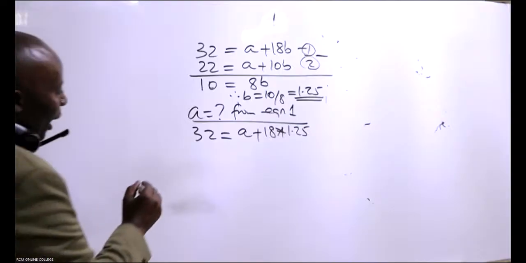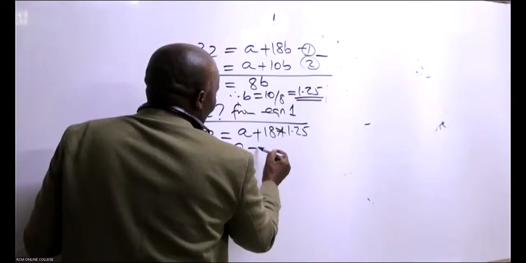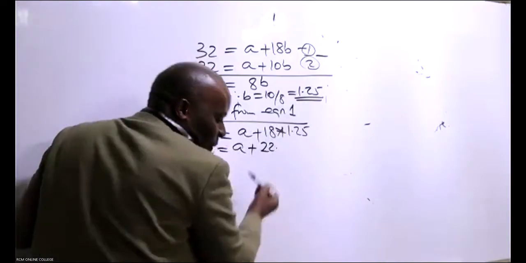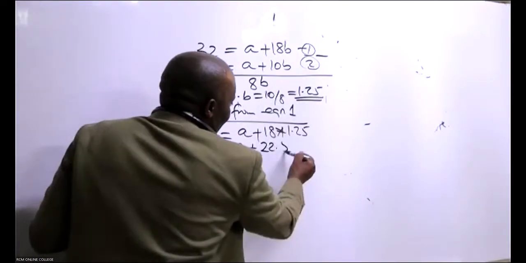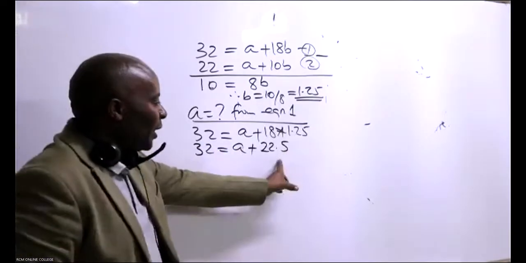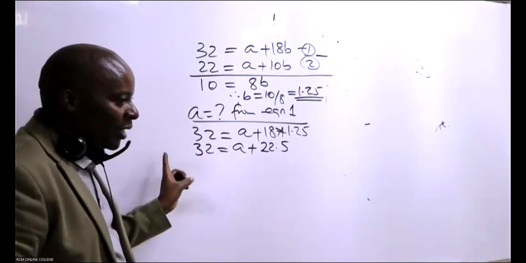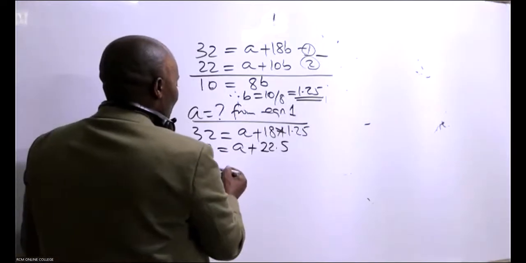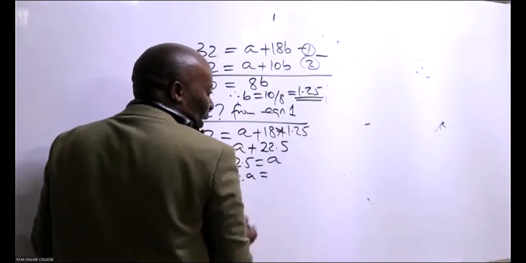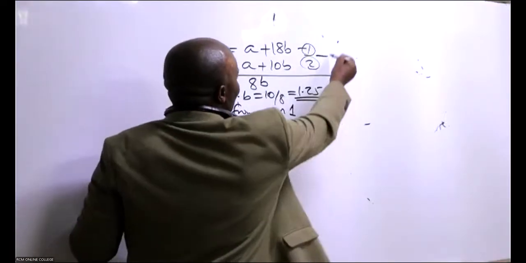So then can somebody do the abracadabra here and give me this? So this will be 18 times 1.25. Are you able to give me this figure? 22.5. Thank you so much. Then we make a the subject of the formula, meaning that this has to cross over. Here it's positive, on the other side it becomes negative. So it will be 32 minus 22.5 equals a. Therefore, a will be equal to what here, somebody? 9.5.